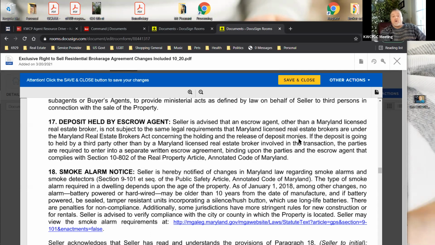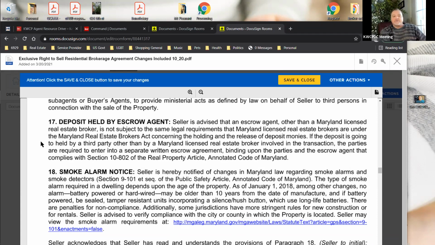So if you ever want to know what the rules and regulations are about brokers holding earnest money deposits, they're all contained in this law. All right, so that's where you can reference that, go and find out more information about it. You can Google that and get more information that way.